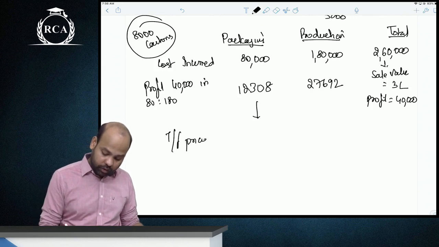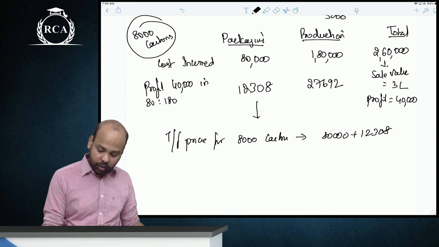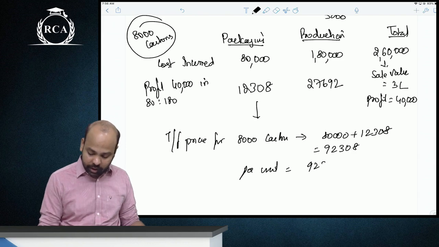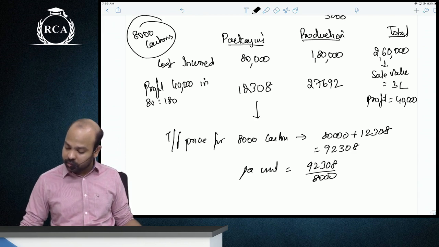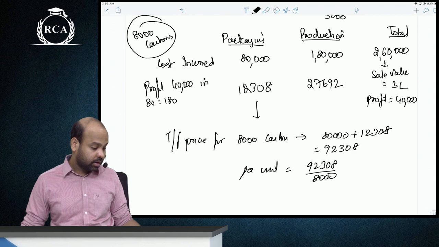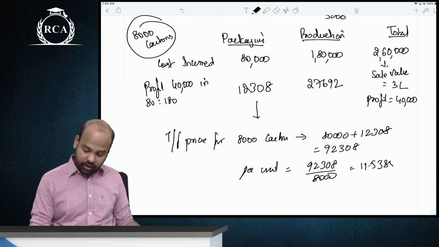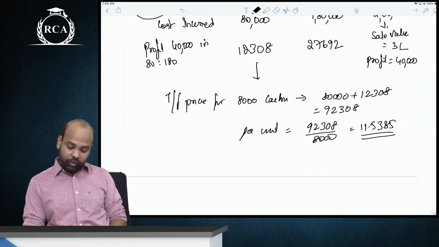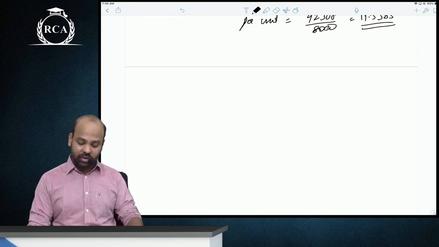They are incurring a cost of 80,000. Transfer price for 8,000 cartons would be 80,000 plus 12,308 profit that they have to make, 92,308. Per unit, how much will it be? Per unit it will be 92,308 divided by 8,000 cartons. There is undoubtedly economies of scale, divided by 8,000. 11.5385. This would be the amount of your internal transfer price. Understood, sir? This is, guys, for 5,000 units and 8,000 units, method 1.